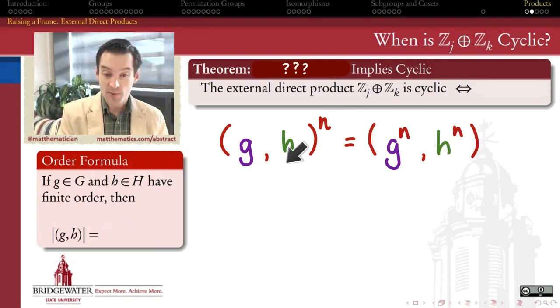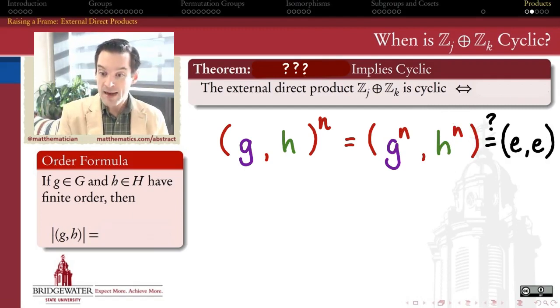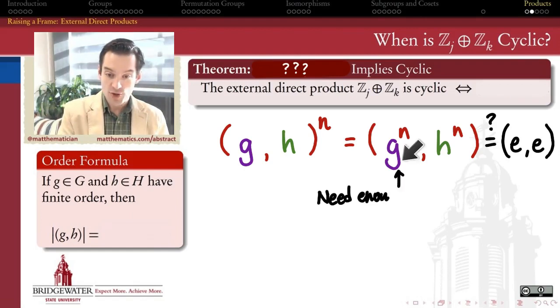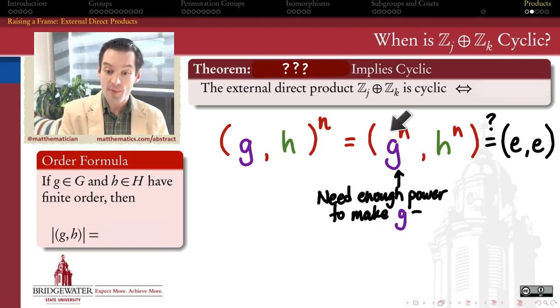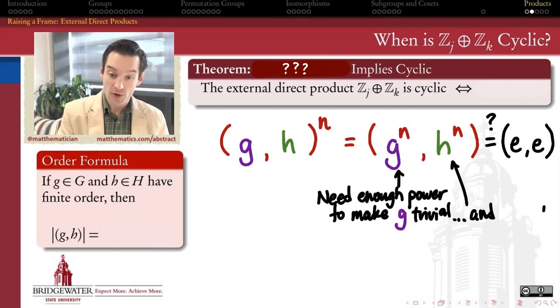But because in a direct product, the operation happens component-wise, the nth power of (g, h) is going to be the nth power of g, taken as an element in the group capital G, comma the nth power of h, taken as an element using the operation of the group capital H. And so that is going to come back around to the identity as long as g has come back around to the identity, so we need enough powers of g to make g into the trivial element, but also we need simultaneously enough powers of h to make the nth power of h trivial as well.